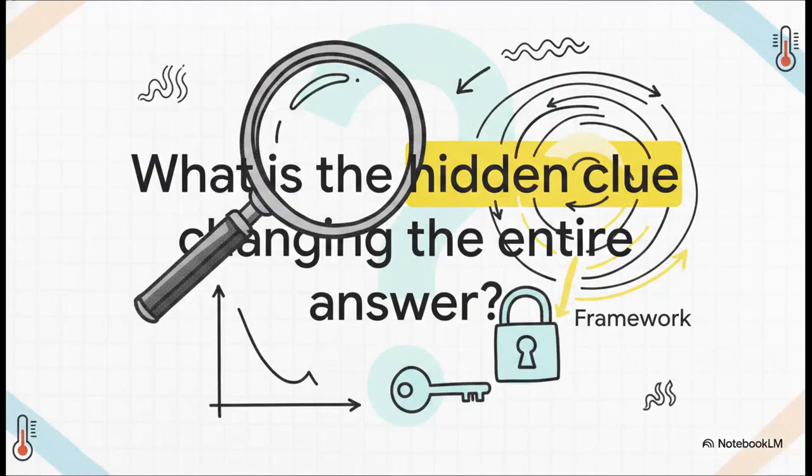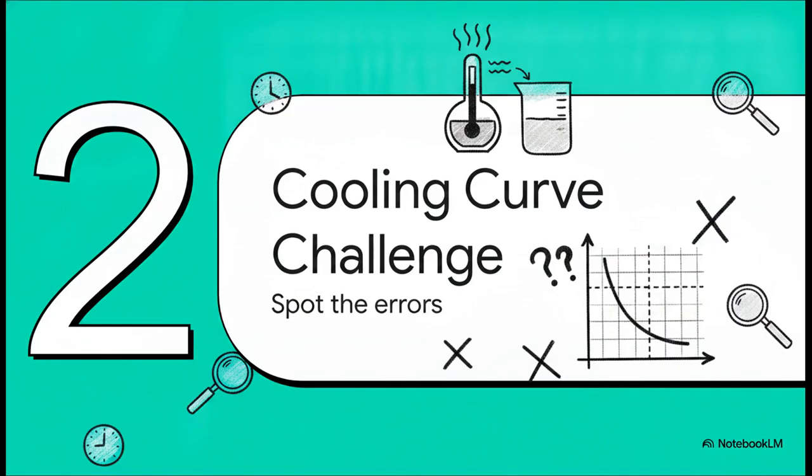But wait, in just a moment, I'm going to reveal the hidden examiner clue in this exact data that changes your entire answer completely. Seriously, if you skip applying the framework, just knowing the definition of specific heat capacity will absolutely not save you from this trap. So stick with me. All right, part 2, the cooling curve challenge.